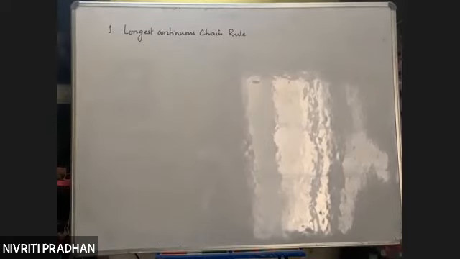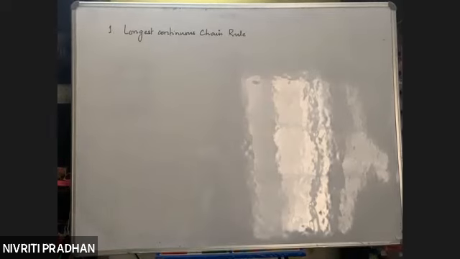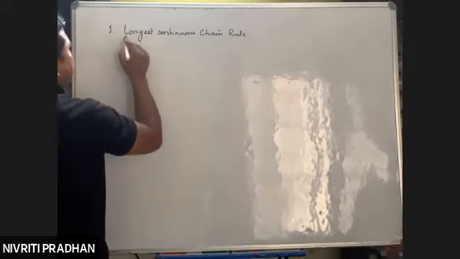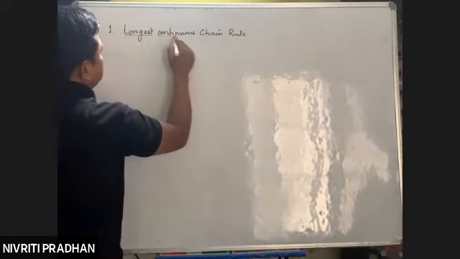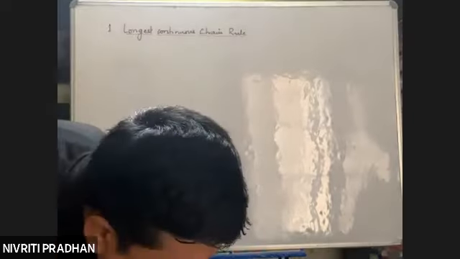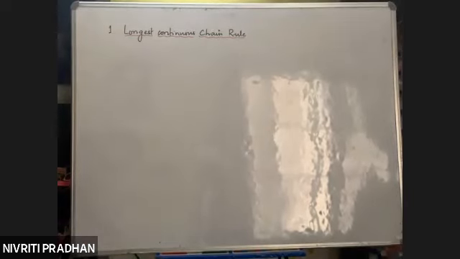So let us see what it states. In order to select the word root, the word root is derived from the longest and continuous chain of carbon atoms. So it should be longest as well as continuous.